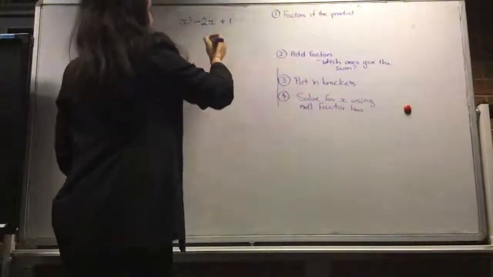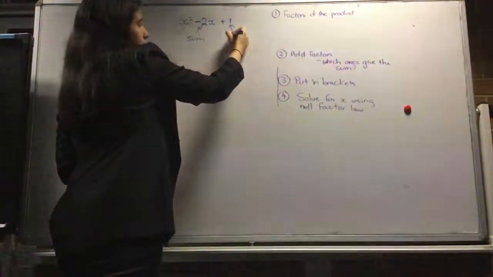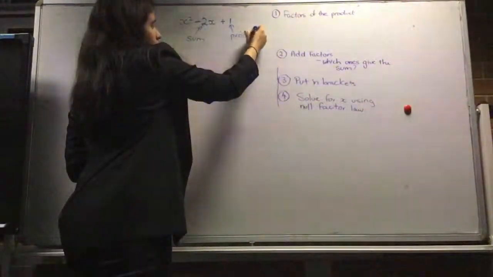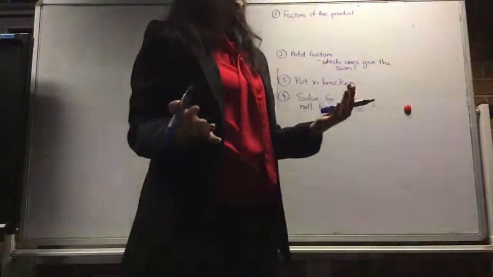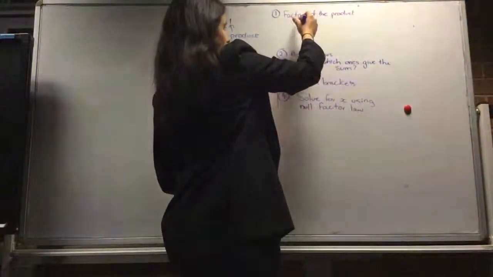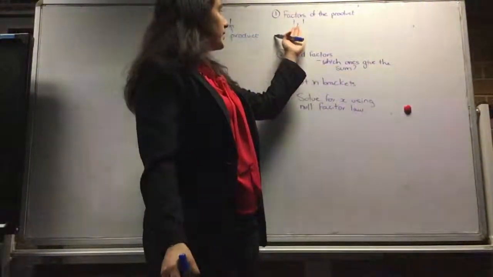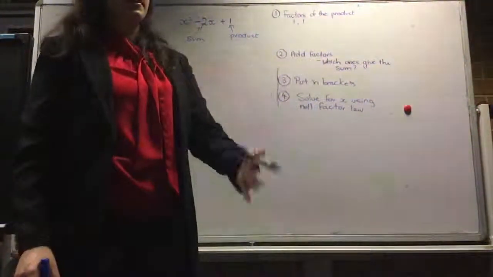So let's do it all the same again. Let's first label it. That's my sum, and that's my product. So first step, I'm going to take the factors of the product. The product is 1. So factors of the product are just 1 and 1. Are they though? Because yeah, that's 1 plus 1. If I add that together, I'm going to get 2.